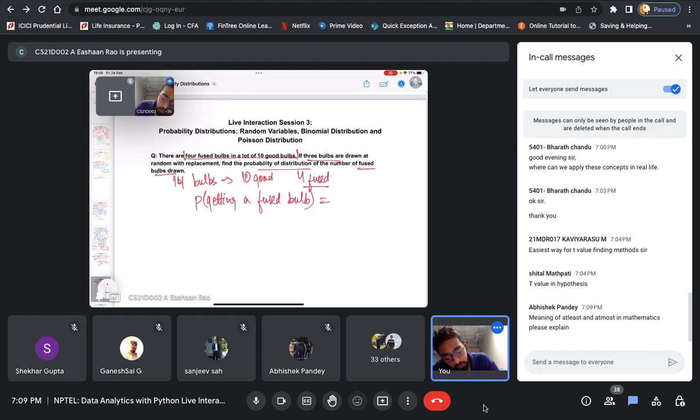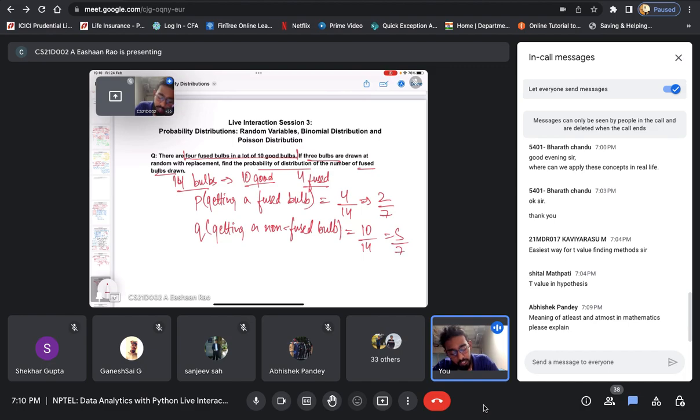So it will be like 4 by 14. We have 14 total bulbs, out of which 4 bulbs are fused. So we get P as 2 by 7. And Q will be the probability of a non-fuse bulb, that is, the good bulbs. So getting a non-fuse bulb will be like 10 by 14, that is 5 by 7. So we have P and Q ready.